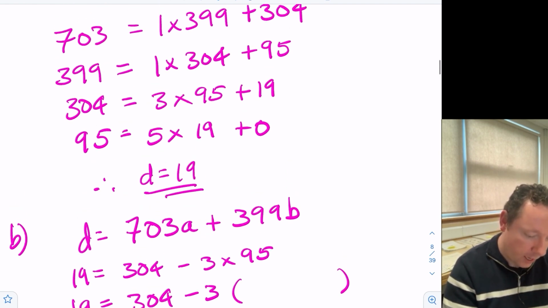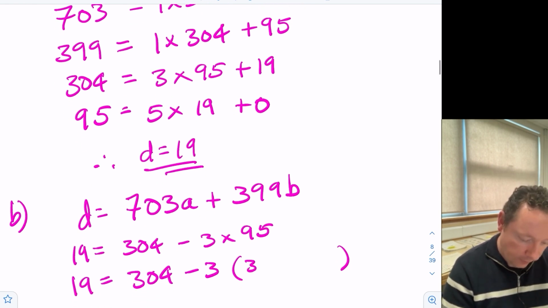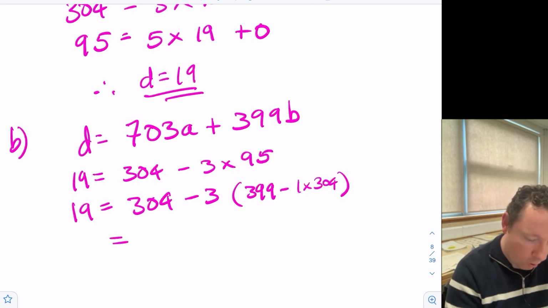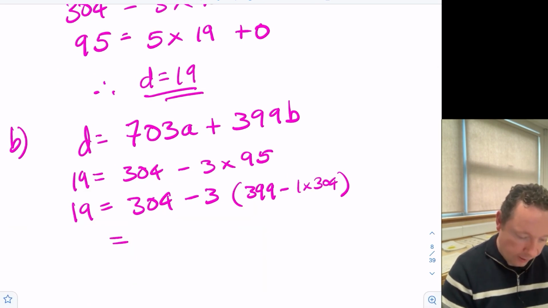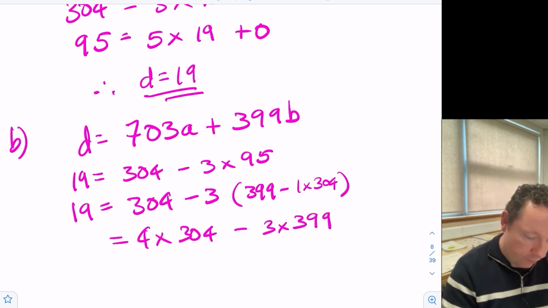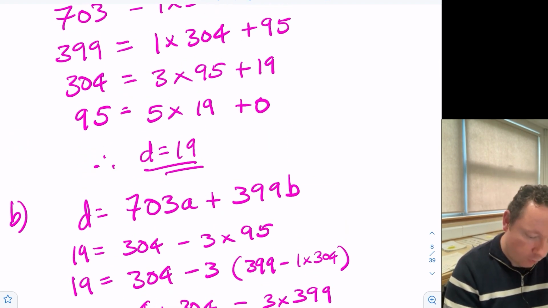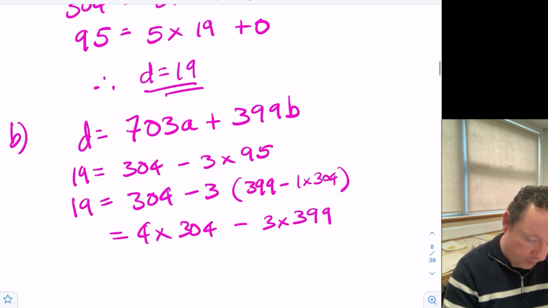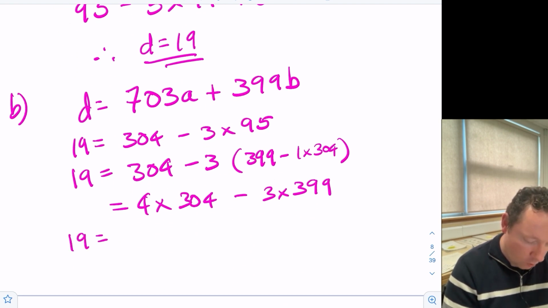Well, 95 we'll get from the next line, 399 minus 1 times 304. And that equals, well, we've got 304 plus 3 304s. So that's 4 times 304 minus 3 times 399. And then moving on to our next line, well, 304 is 399 minus 95.